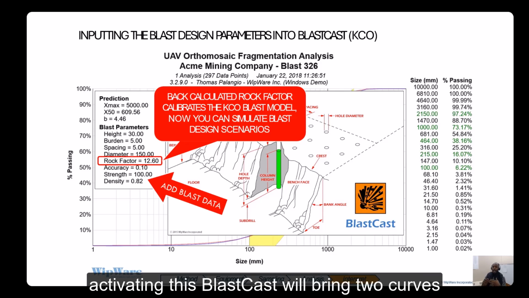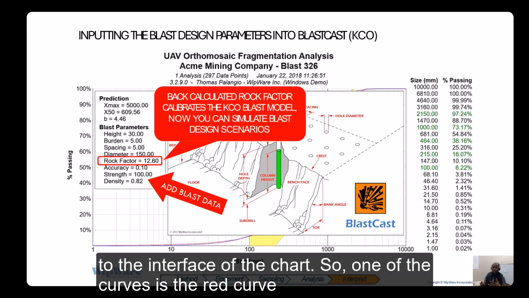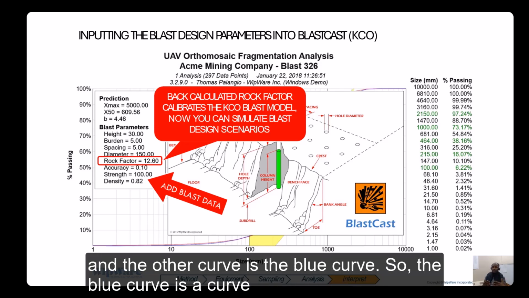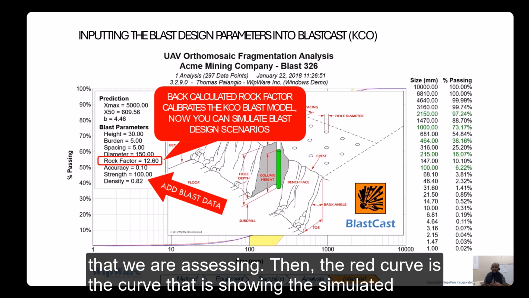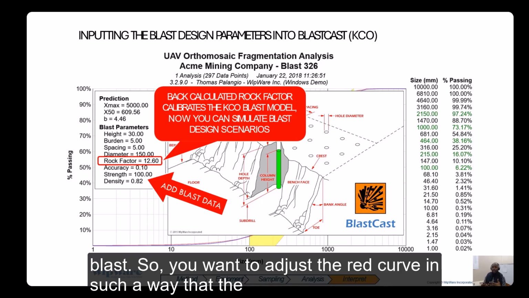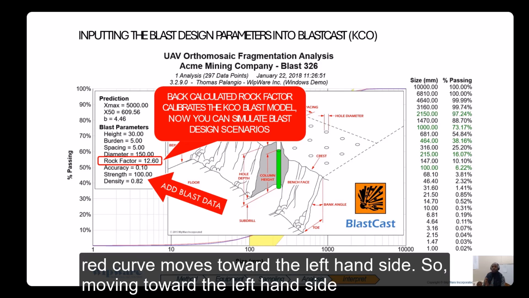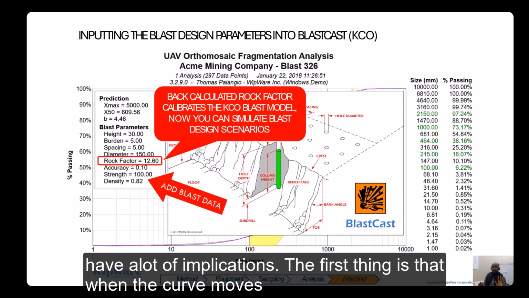So activating this BlastCast will bring two curves to the interface of the chart. One of the curves is the red curve and the other curve is the blue curve. The blue curve is the curve that is showing the current blasting that we are assessing. Then the red curve is the curve that is showing the simulated blast. So you want to adjust the red curve in such a way that the red curve moves towards the left hand side. Moving towards the left hand side has a lot of implication.